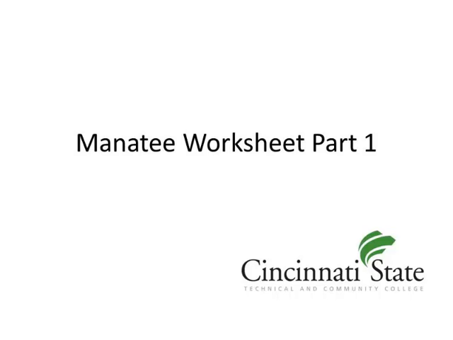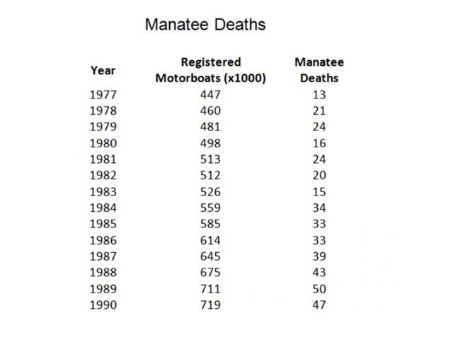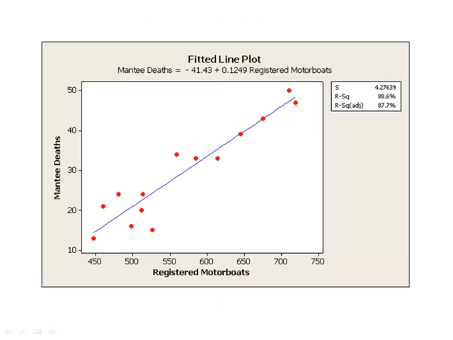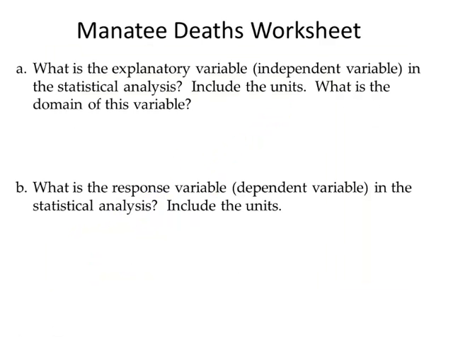In this video, we are going to complete the Manatee deaths worksheet. If you recall in the previous video, we looked at the relationship between the number of registered motorboats and Manatee deaths. We also constructed a scatter plot, we computed the value of R, and we computed the line of best fit, sometimes called the least squares regression line, to model this bivariate data. So let's begin with the worksheet.